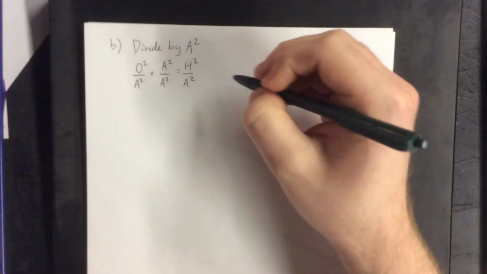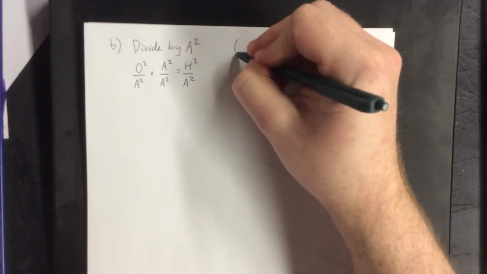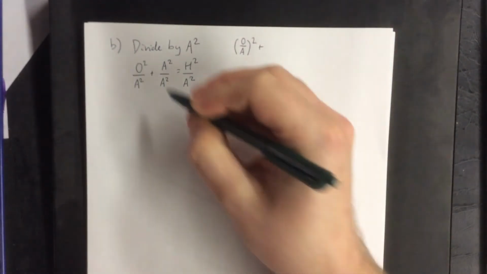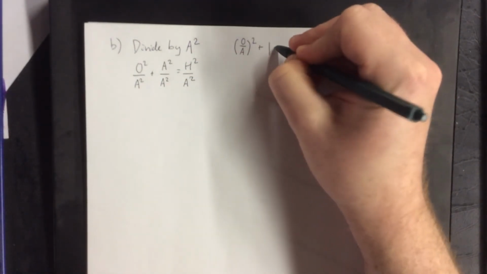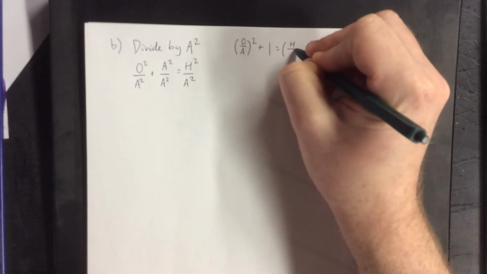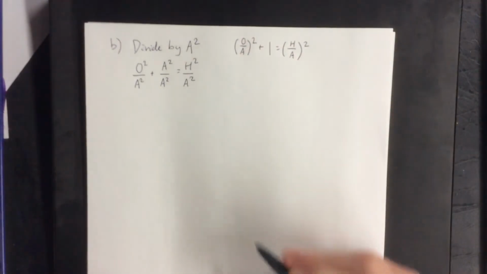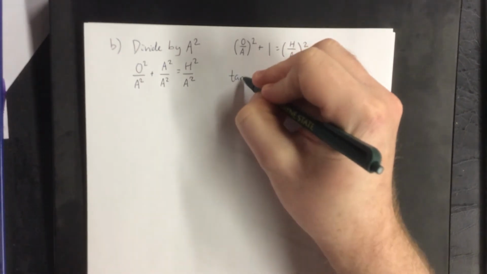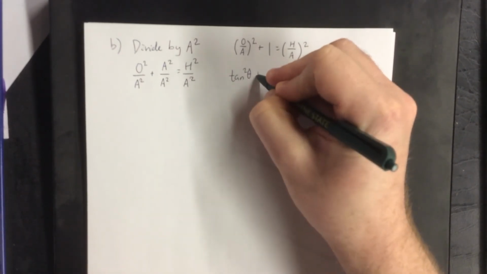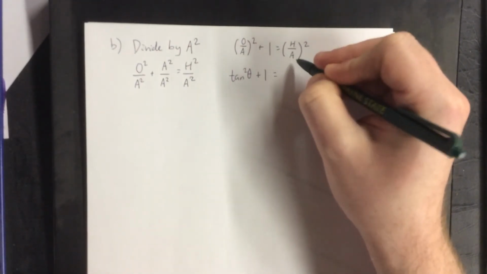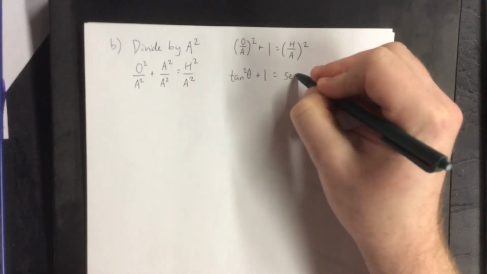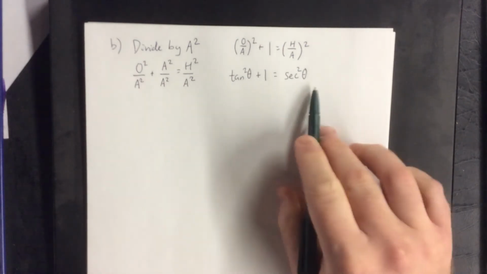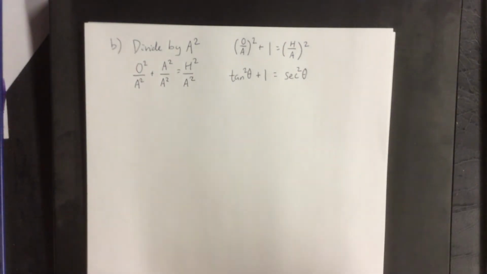Then I'm going to do the same tricks that we did just a moment ago. Factor out the square. This will be O over a, quantity squared, plus a squared over a squared, which is 1, then h over a, quantity squared. Opposite over adjacent is the tangent of theta, which we then square. 1 stays as 1. Hypotenuse over adjacent would be the secant of theta, which we will then square. That is our second Pythagorean identity.